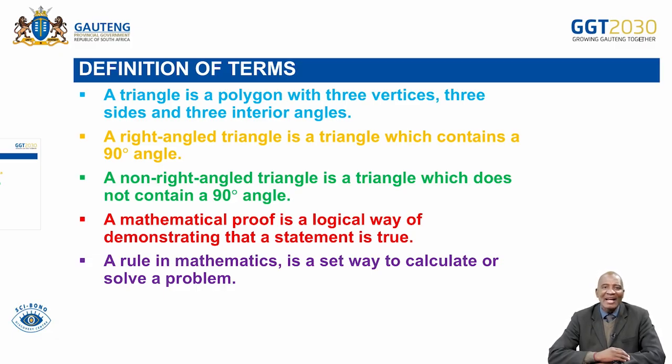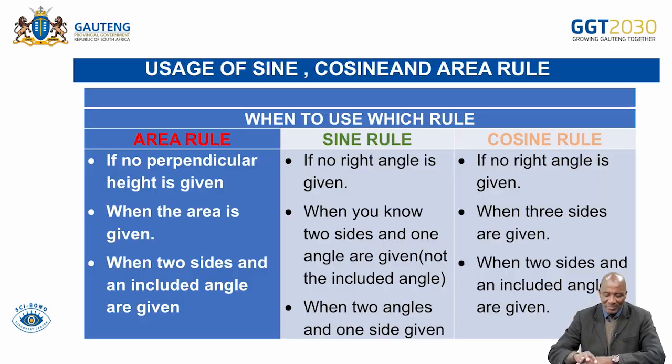Then a mathematical proof. Sometimes we are asked to prove certain theorems or prove certain questions along the way. A mathematical proof is a logical way of demonstrating that a statement is true. It has to be a logical, step-by-step analysis or presentation. A rule in mathematics is a set way to calculate or solve a problem.